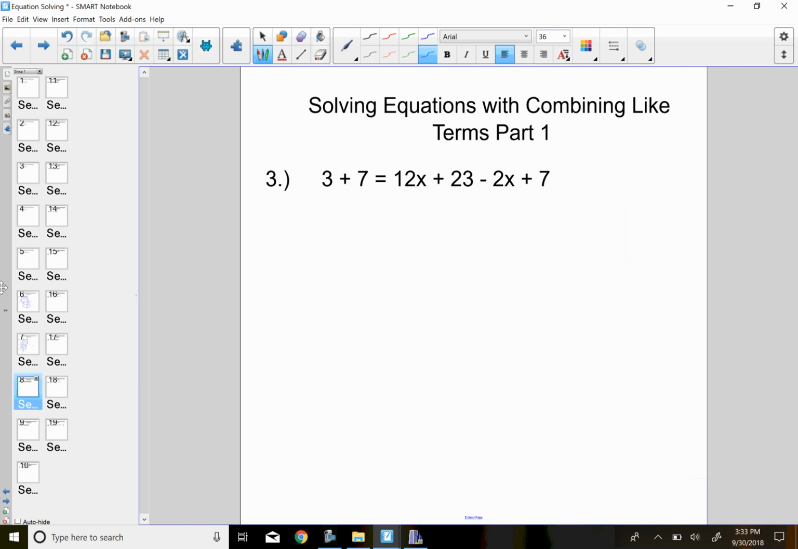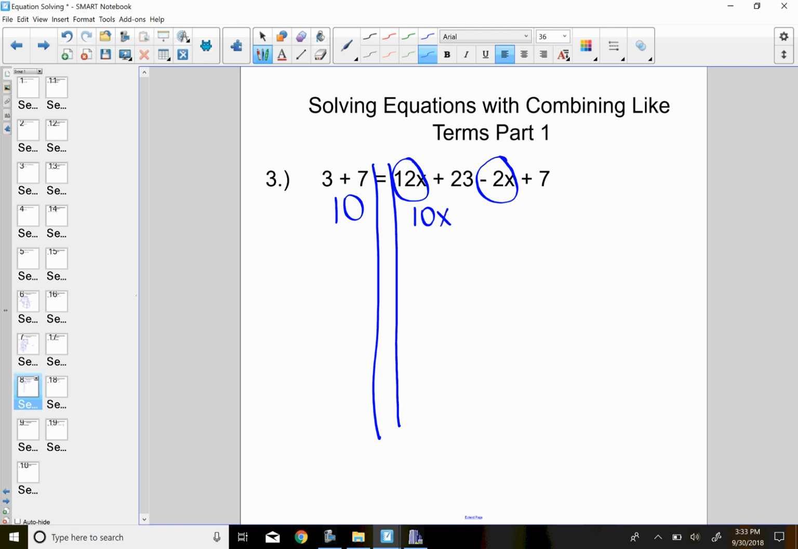All right, number 3. I have a cleanup on both sides of the equal side this time. On the left side, it's an easy, quick one. 3 and 7 can combine together. That's really 10. Now, on the right-hand side, there's a couple things I see. First of all, the x's are not all brought together. There's 12 x's and there's a negative 2x. So if I have 12 and I add negative 2 to that, I will have 10x.